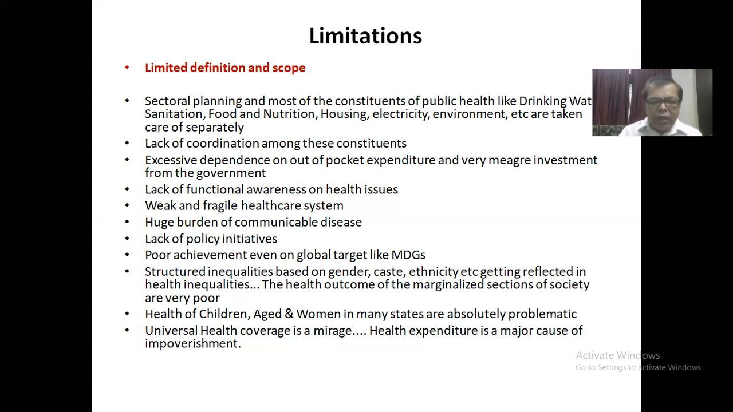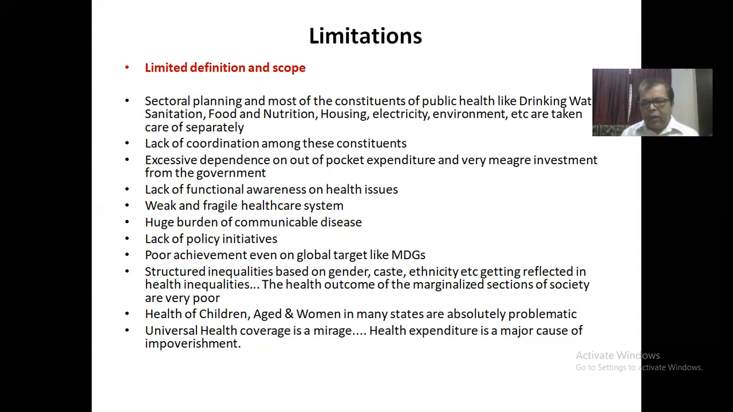And then structured inequality. Actually, the biggest problem that India is having is social and structural level inequalities. And what happened is that these inequalities get integrated with the social inequalities and health inequalities. So unfortunately, the social structure is witnessing several cleavages or cracks or inequalities, and these inequalities get intermixed or overlapped with health inequalities, creating a very pathetic situation.